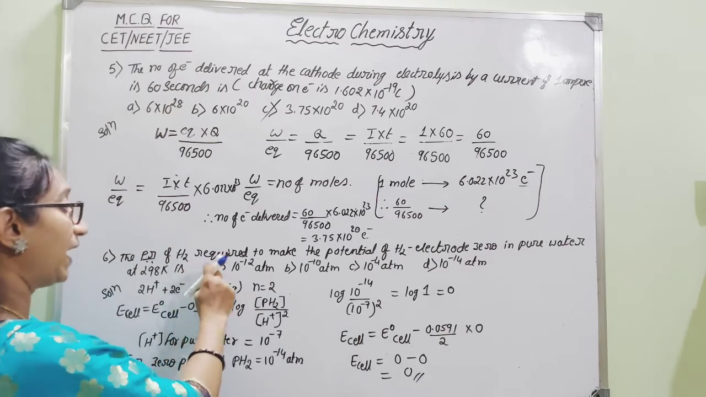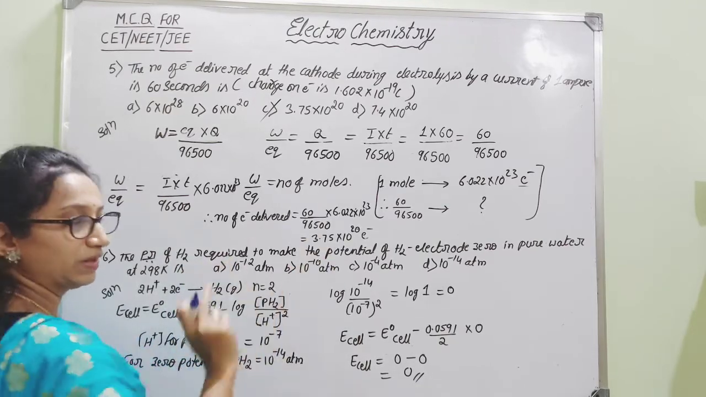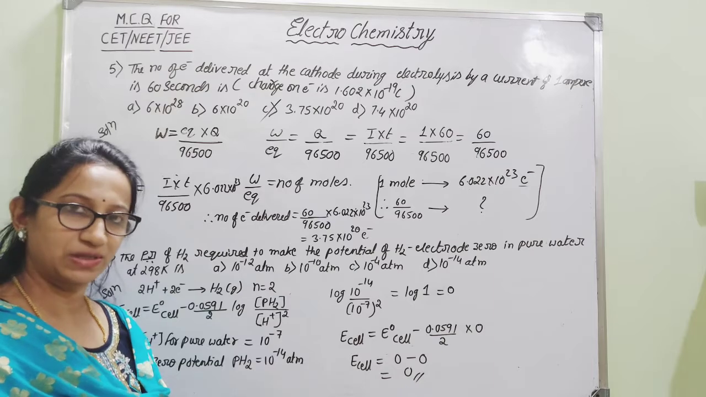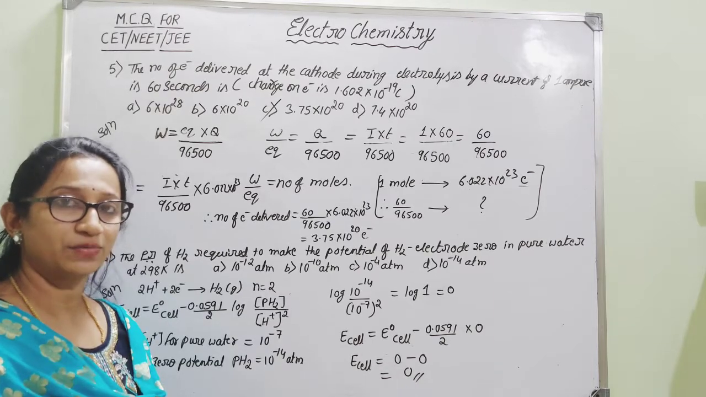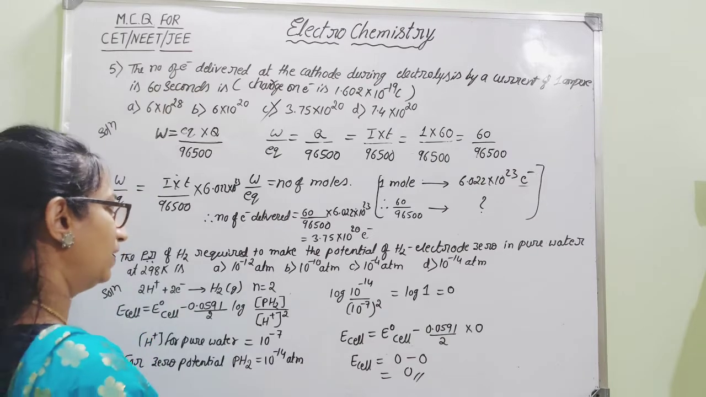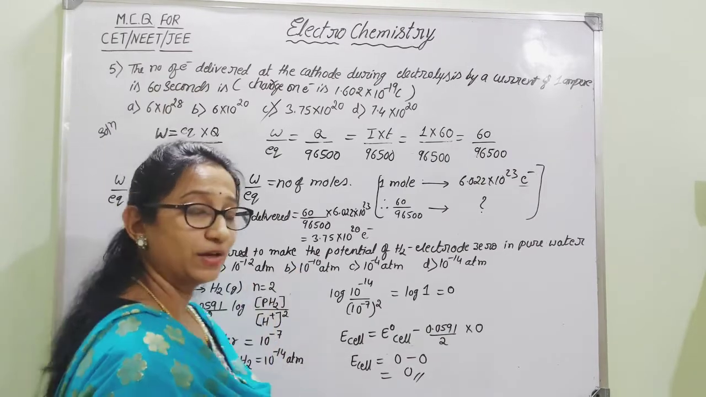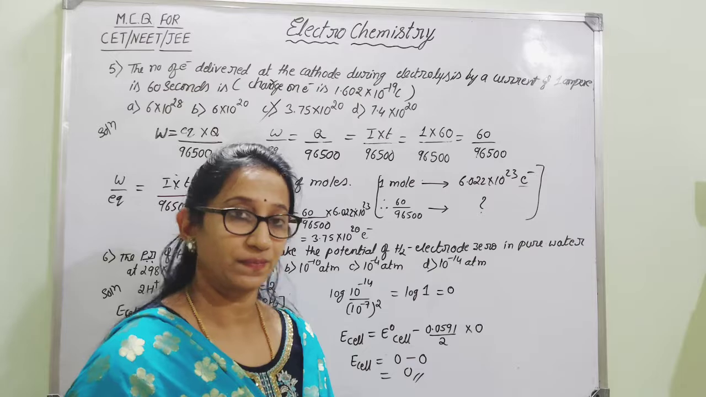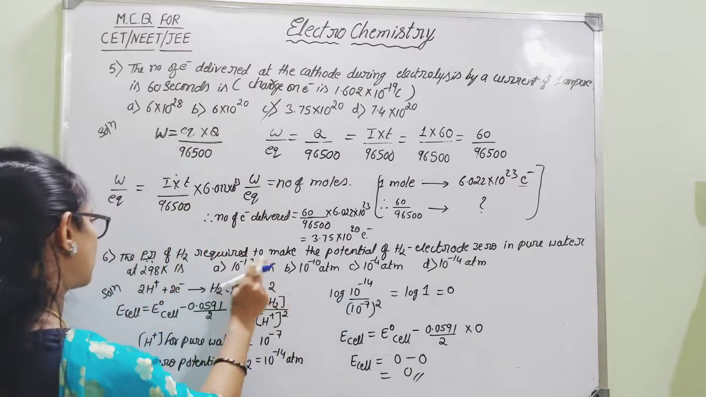What has been given here? They have considered the hydrogen electrode. When we consider the standard hydrogen electrode, what happens? There you will get that the potential value will be exactly equal to 0, but there we maintain 1 atmospheric pressure. But what is he asking in this question?